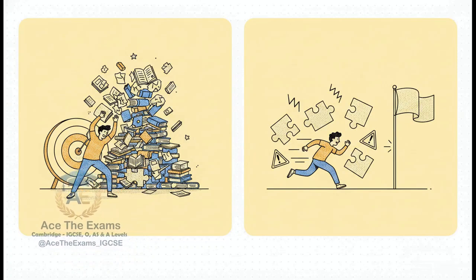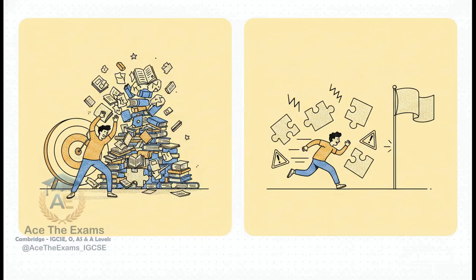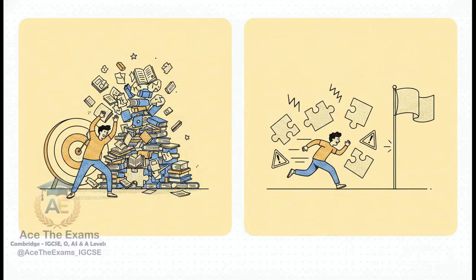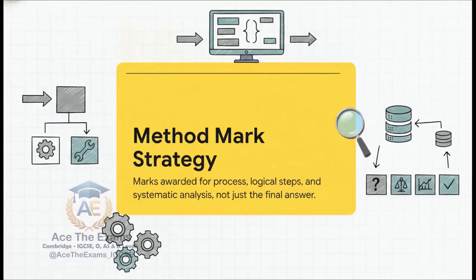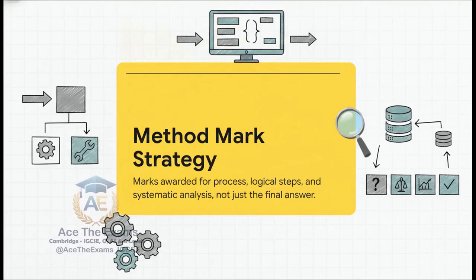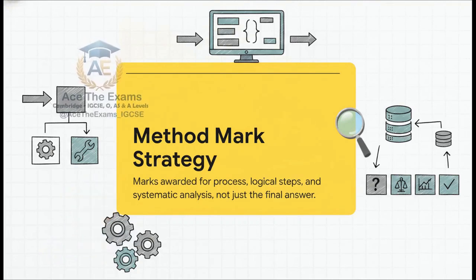So Alex loses points for lacking context, while Sam drops marks for missing boundary conditions. Raw facts without application will sink your grade every single time. Moving on to Section 2, decoding the method mark strategy. This is where we learn how to turn those red pen marks into green check marks. To fix flawed answers like Alex's and Sam's, we need to understand how the grading actually works behind closed doors.